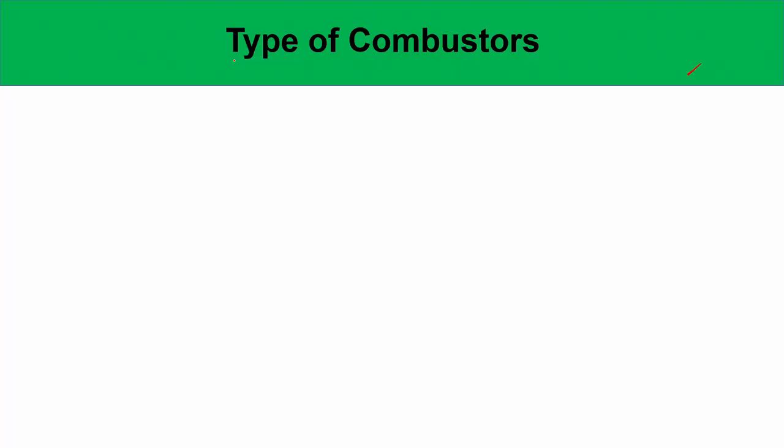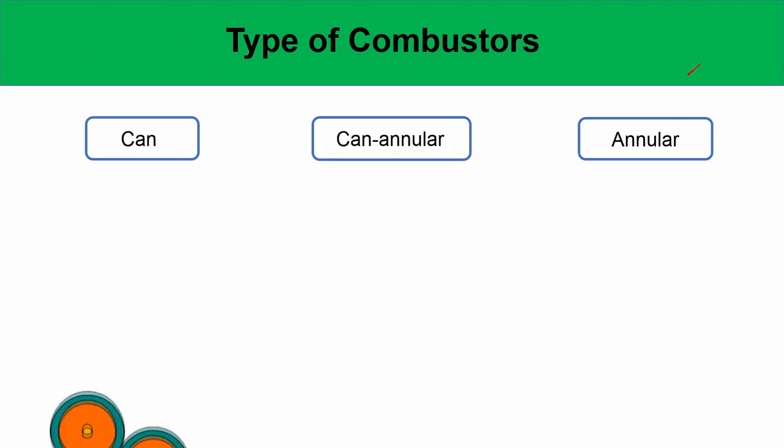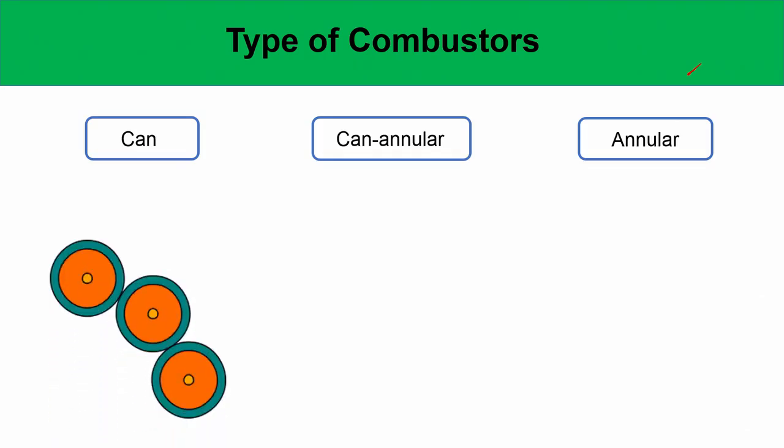So, next we will see what are the different types of combustors that are being used or have been used in gas turbine engines. So, this is about the types of combustors that we encounter. There are essentially three types of combustor. First is the can type combustor, where the combustor essentially looks like a can, and these cans are essentially circumferentially arranged around the central shaft.